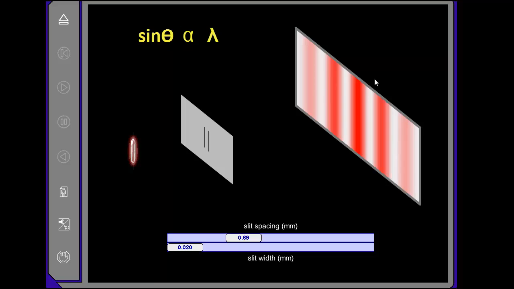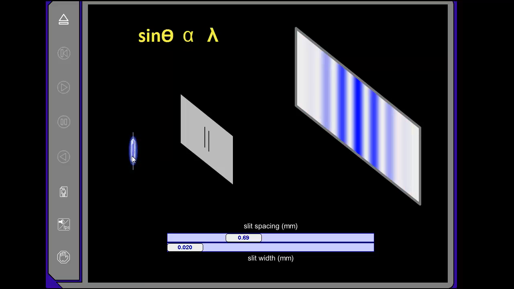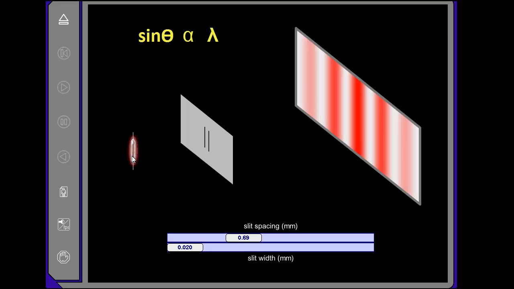So let's have a look at our first pattern, which is the red light. And when I click on the light, it's going to change to blue. Now, blue has a shorter wavelength than red. So lambda will decrease, so the pattern should decrease, and it should squeeze together. Sine theta should get smaller. And we see, in fact, that that is the case. So we've proven the first point. As lambda gets smaller, sine theta gets smaller, and as lambda gets bigger, sine theta gets bigger, and the pattern stretches apart. Now what about the slit spacing?